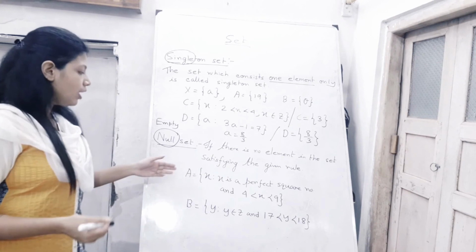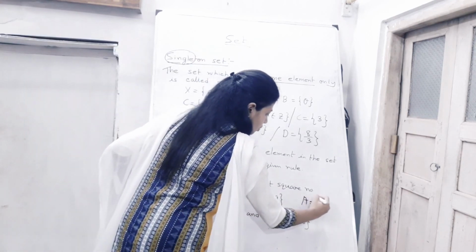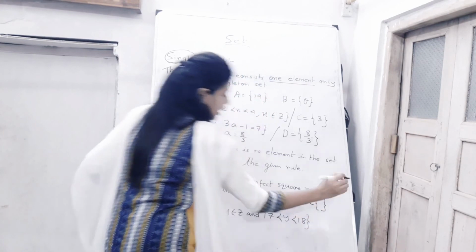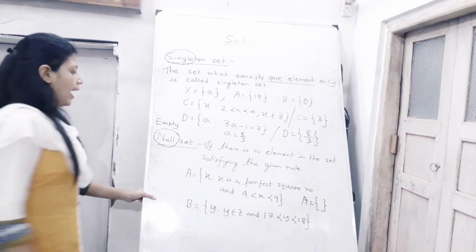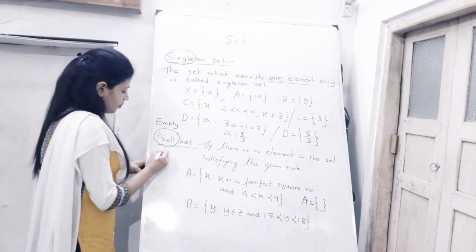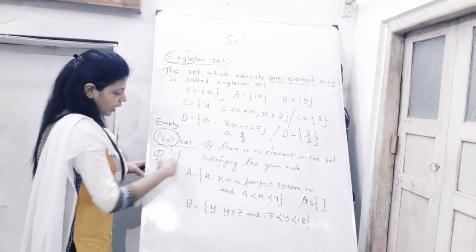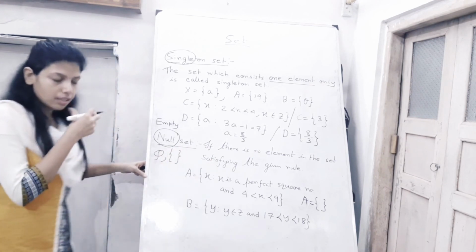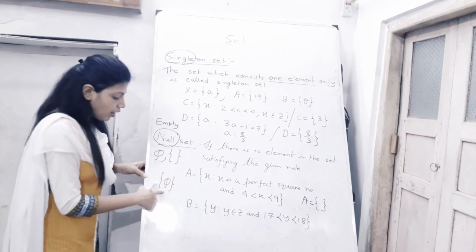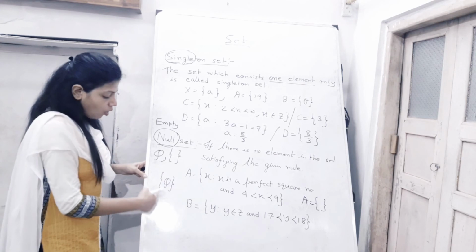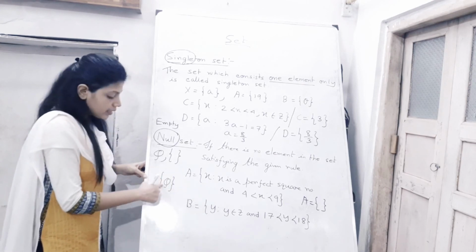If I write this one, then A equals, just leave it like this, meaning no element is there. And the notation of the null set is phi. This one also we can write, and please don't mix up with that. If I write this one, it is not a null set. It is a set whose element is the null set.